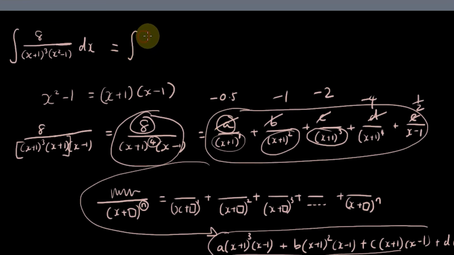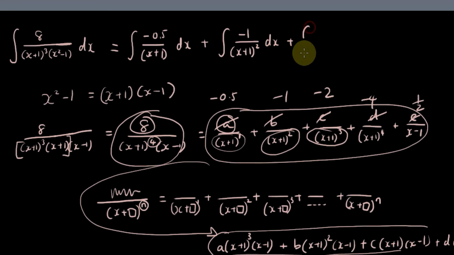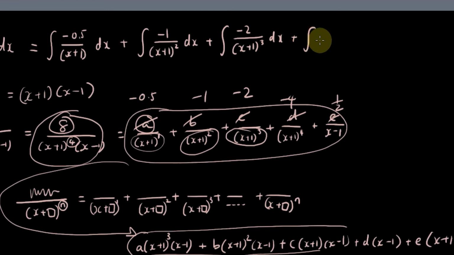The first one is -0.5 over x plus 1 to the power of 1, plus -1 over x plus 1 to the power of 2, plus -2 over x plus 1 to the power of 3. Then I'm just going to keep going, plus -4 over x plus 1 to the power of 4, plus a half over x minus 1. Let's now do these one by one.